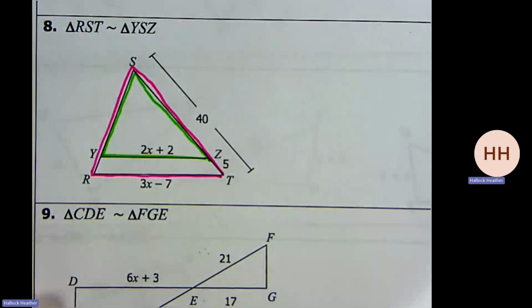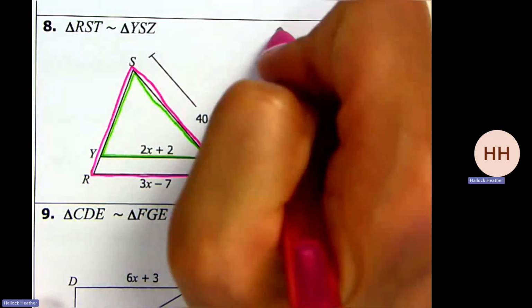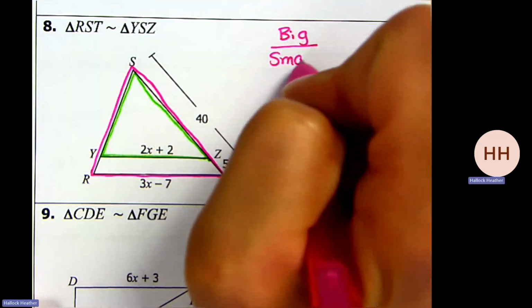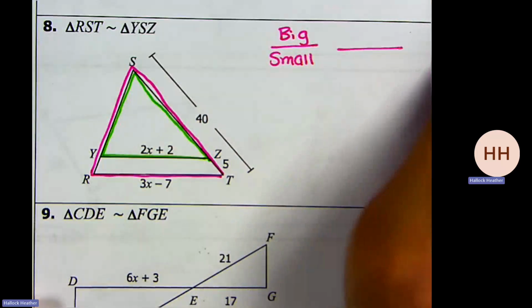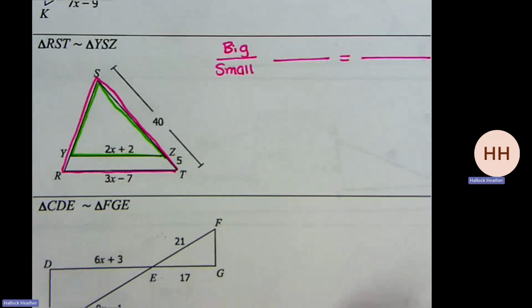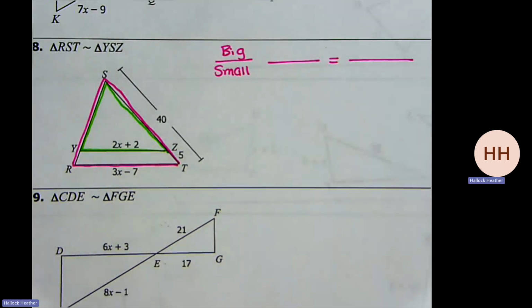Okay. So what we're going to do is we're going to set up the same type of proportion. We're going to do big triangle divided by small triangle. I have two fractions and I know the equal sign is going to go smack dab in the middle. So now I'm looking at the big triangle and I'm picking one of the numbers on the big triangle specifically. It doesn't matter which one I start with as long as it's on the big triangle. So does anybody see something that's on the big triangle that I should use?